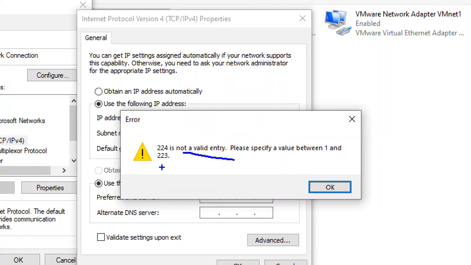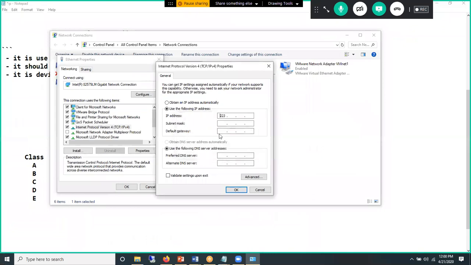Okay. Apart from 1 to 223, if the number is from 1 to 126, that is a class A IP. If the number is starting from 128 to 191, class B. 192 to 223, that is the range of class C. Okay, that is the first portion. Now the remaining portion, how much can you have? The remaining portion you can give maximum 255.